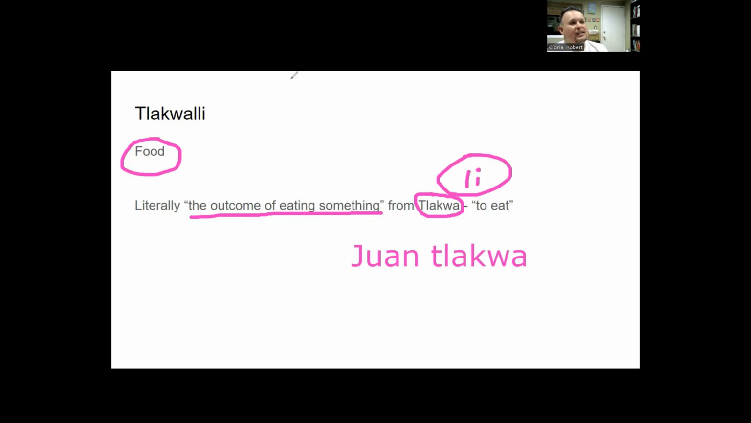Why? Because food is the outcome of eating something. Something that has been eaten, the outcome of being eaten, it's food now, right? So it's something that we, for example, have eaten before, and therefore we know is edible. You can think about it as something edible as well. The tlaqualli is something edible, something that our ancestors ate and passed down, and so when you ask a native speaker today, it means food. But if you look at the etymology, it means the outcome of eating something.